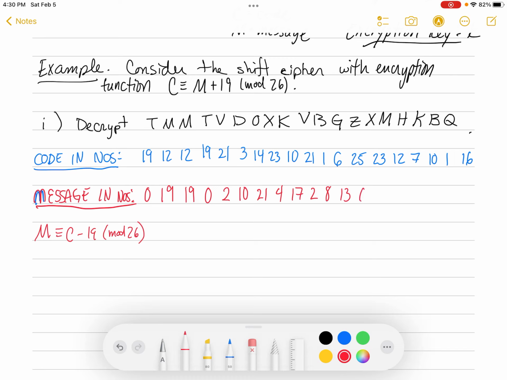Let's see. 25 minus 19 is 6. 23 minus 19 is 4. 12 minus 19 is -7. -7 plus 26 is 19. 7 minus 19 is -12. -12 plus 26 is 14. 10 minus 19 is -9. -9 plus 26 is 17. 1 minus 19 is -18. -18 plus 26 is 8. And 16 minus 19 is -3. And -3 plus 26 is 23.